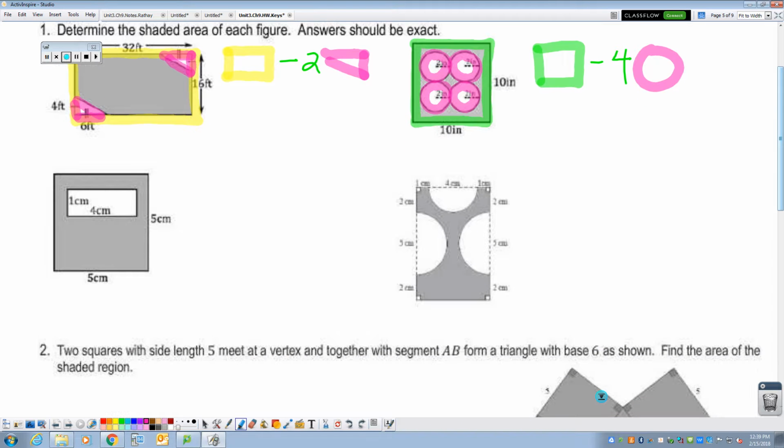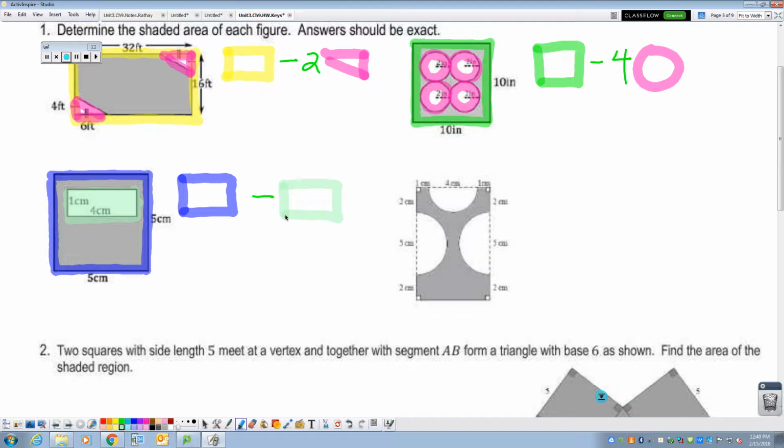Next, we have a rectangle with a rectangle inside of it. So we're going to have to get the area of this large rectangle. Sorry, that's actually a square. But if we take the area of that square minus the area of this rectangle, we're getting rid of it, we would be left with the shaded region.